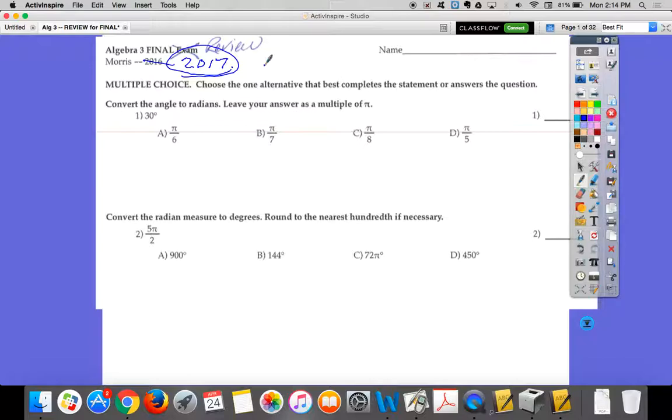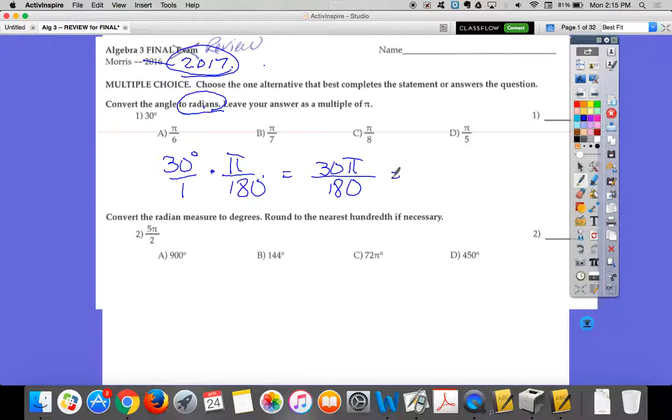Leave your answer as a multiple of pi. Now, converting to radians, if you're already in degrees, like we have 30 degrees, you need to multiply by the fraction pi over 180. If you remember that pi is equal to 180 degrees, so what you're really multiplying by is 1. It's just going to change the way it looks. So what we need to do is reduce this fraction 30 over 180. That's what we end up having. So if we can get 30 over 180 reduced, we'll be good.